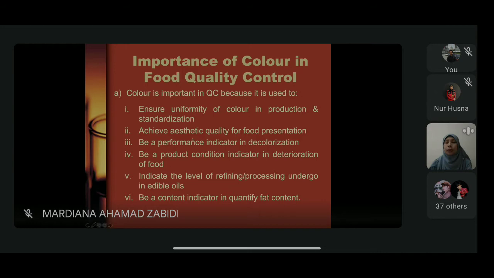Alright, and then the second importance of color measurement is to achieve aesthetic quality for food presentation. The same thing goes when you have a uniform color: you have the same factor, an aesthetic quality for that particular food product.